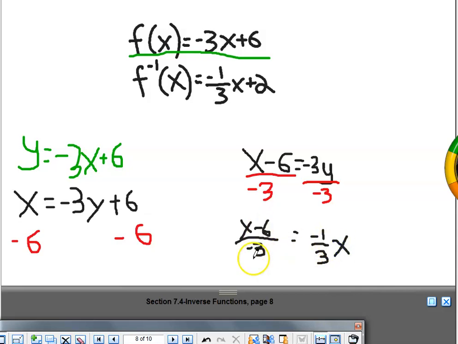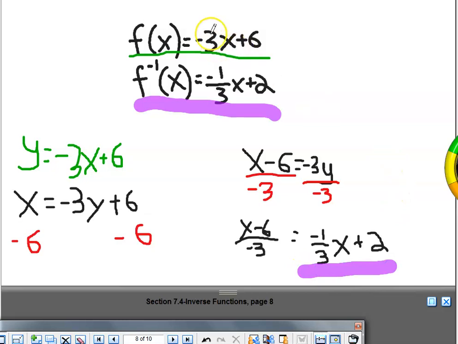What's negative 6 divided by negative 3? That's a positive 2. Now, look. This function right here matches this function down here. So are they inverses? Yes, because what happened was I took one of the functions, found its inverse, and it matches the other one. So anytime you're asked to verify inverses, simply pick a function, find its inverse, and see if it matches the other function that they give you. So now you are ready to go henceforth and try some work on these about finding inverses.